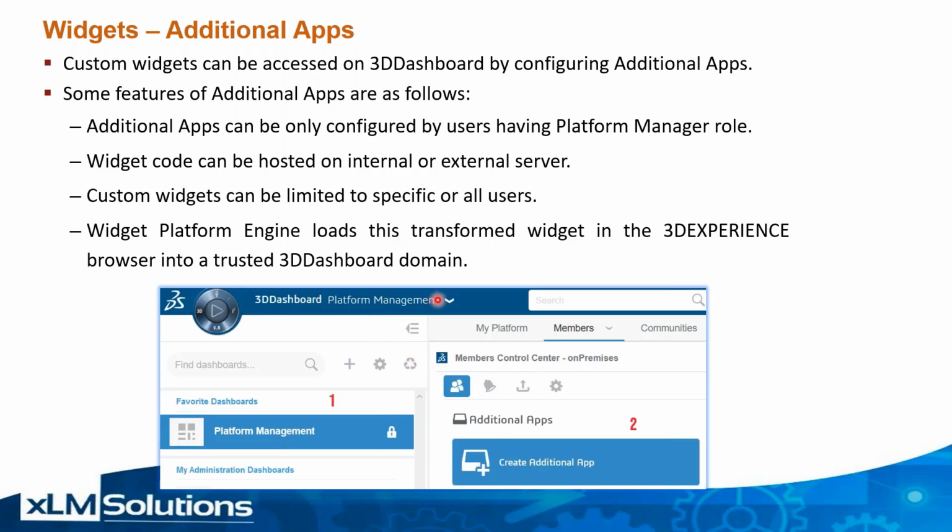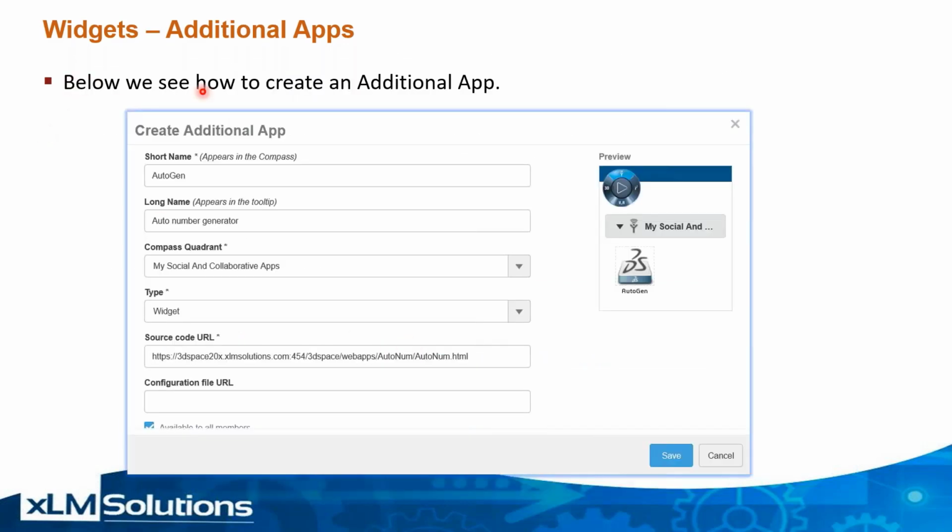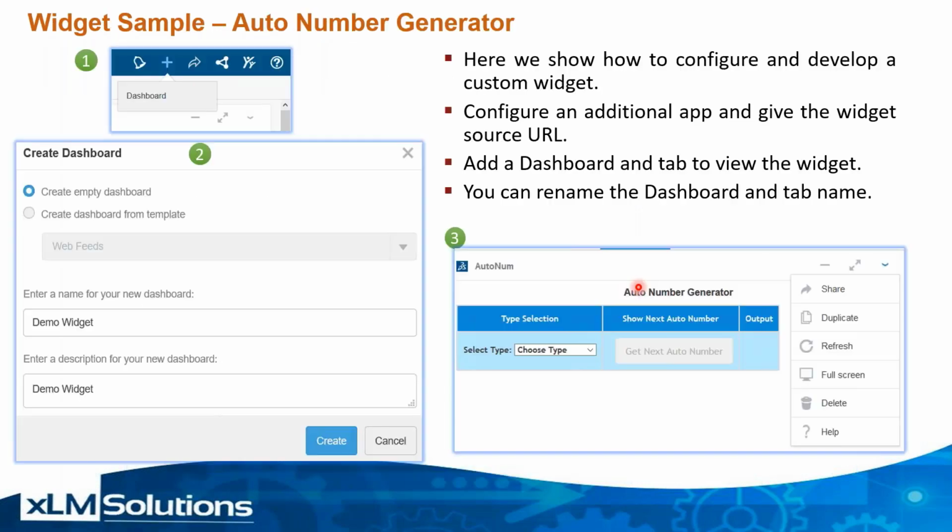Majorly, the platform manager role is with the admin platform user. You log in with that, go to dashboard, go to platform management, and in the members tab, you come down and click on additional apps. I'll show you this in a while. Then you can configure it: give a short name, a full name, configure your widget URL, and save. If you want to add an icon, you can click here and add one. After saving, you can create a dashboard and add this widget there. I will demo this now.